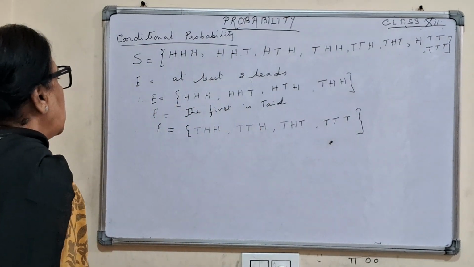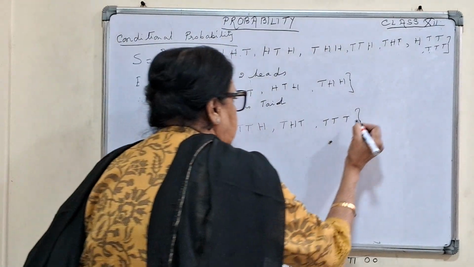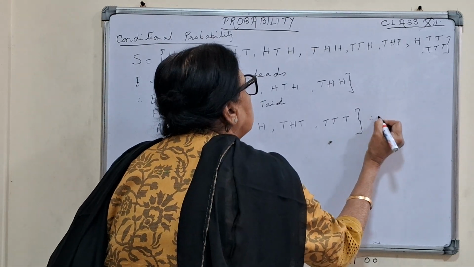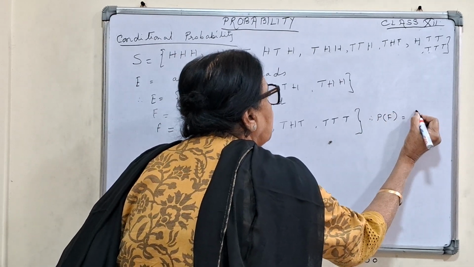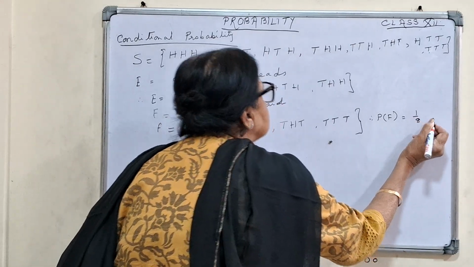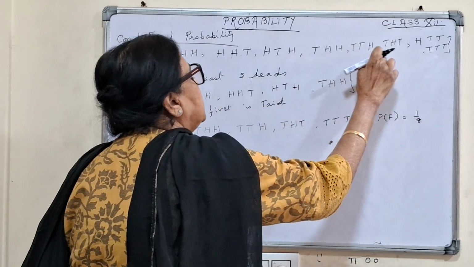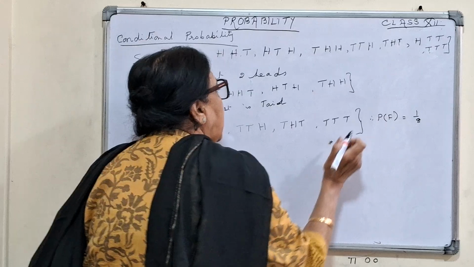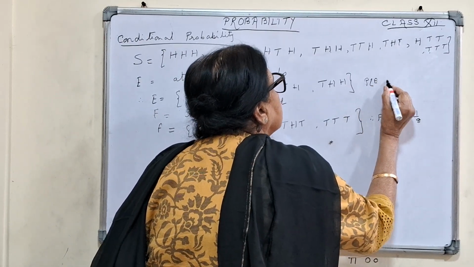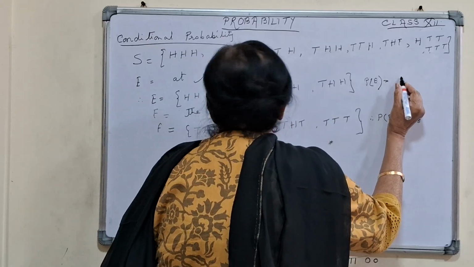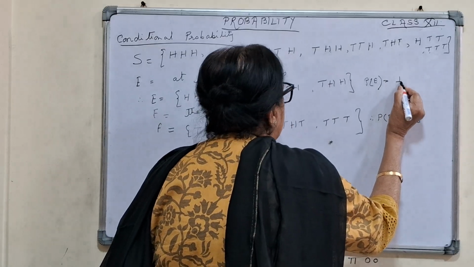Now, therefore, P of F is equal to 4 by 8, because the sample space has got 8 events. And P of E is equal to 4 by 8.